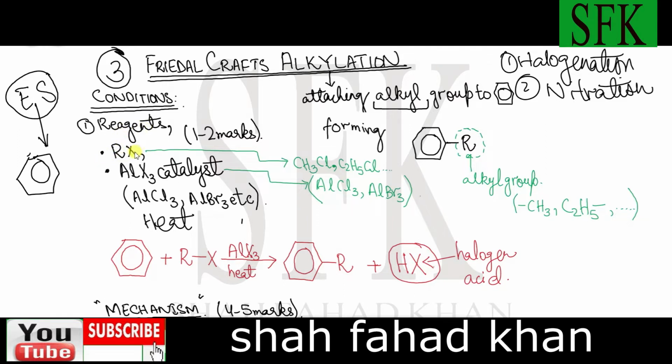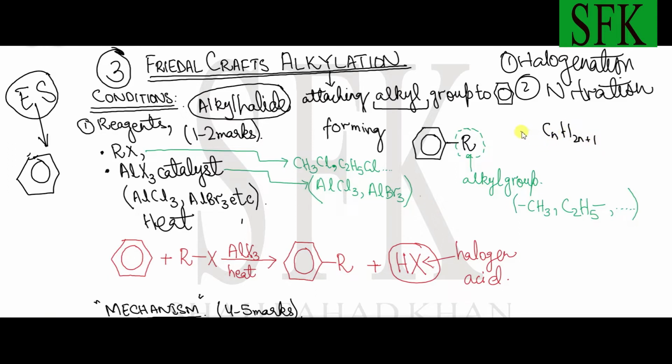RX basically represents an alkyl halide. What is an alkyl halide? An alkyl halide is basically a compound that is made up of an alkyl group and a halogen atom. So the R over here represents an alkyl group. An alkyl group is any group which has a general formula of CnH2n+1.